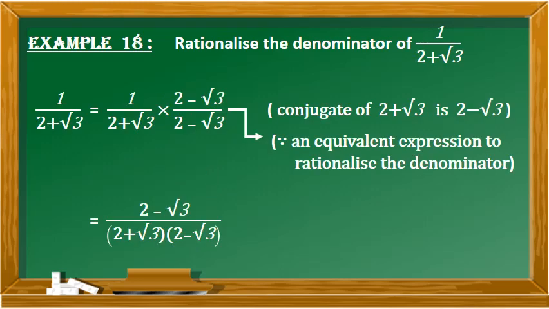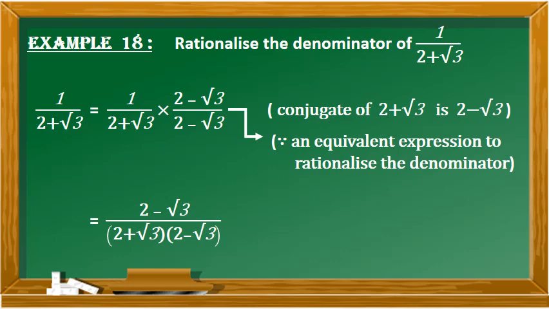Example 18 is rationalize the denominator of 1 by (2 plus root 3). You can see the denominator is an irrational number. To rationalize that, first of all you have to find the conjugate of the denominator, 2 plus root 3. So what is the conjugate? It is 2 minus root 3. Multiply the numerator and the denominator with 2 minus root 3. So you get 1 by (2 plus root 3) into (2 minus root 3) by (2 minus root 3), which is an equivalent expression used to rationalize the denominator.